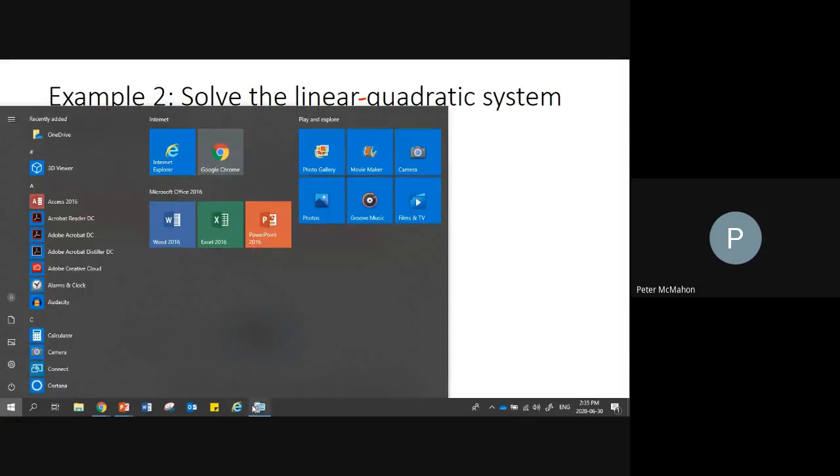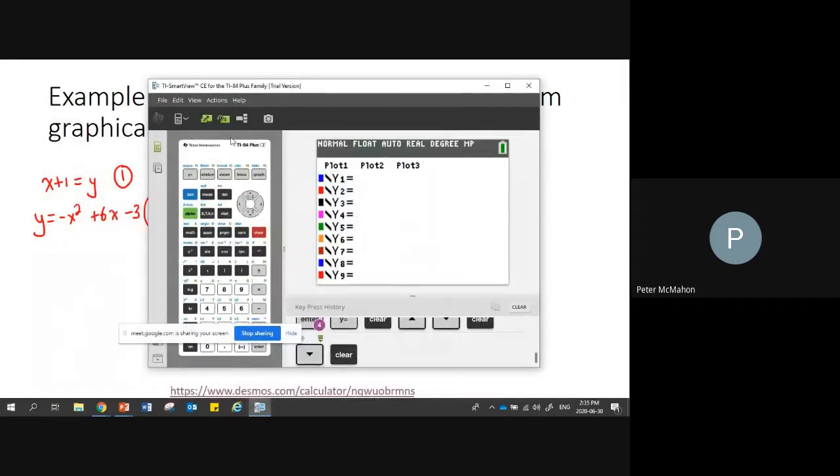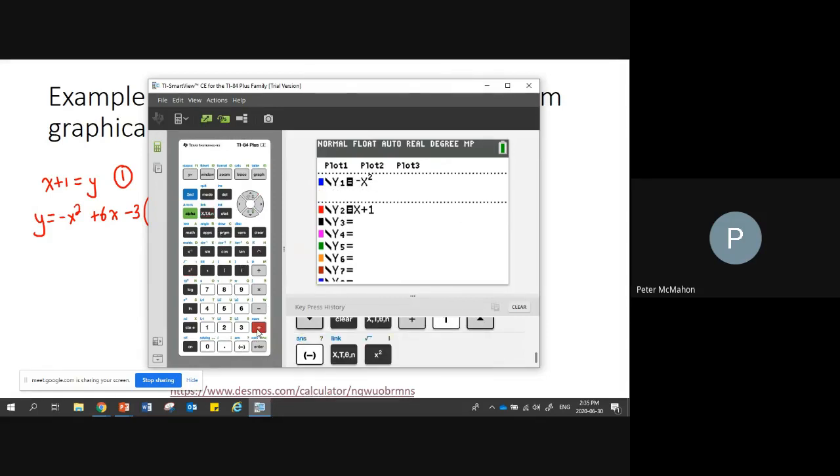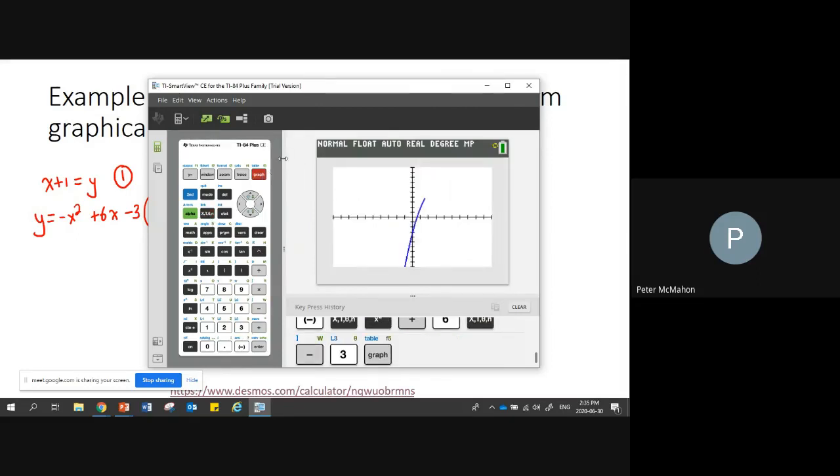So we get x plus 1, and we get negative x squared plus 6x minus 3. Graph, and I think we're going to see the same thing. Yeah, so 1, 2, and 4, 5 are here and here.